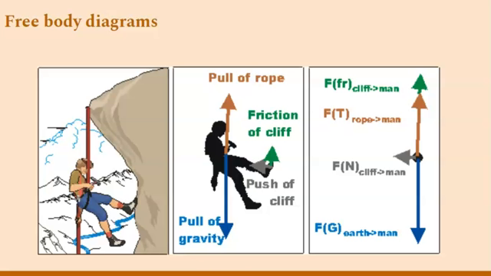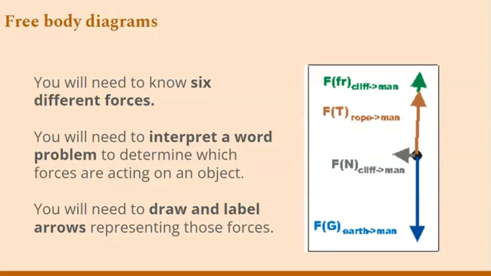So when we work on these problems in class tomorrow, you will need to know 6 different types of forces. So we'll go through those tomorrow, which 6 are the most important for this unit. You'll need to be able to interpret a word problem and to determine which forces are acting on an object. And then you will need to draw and label arrows representing those forces.